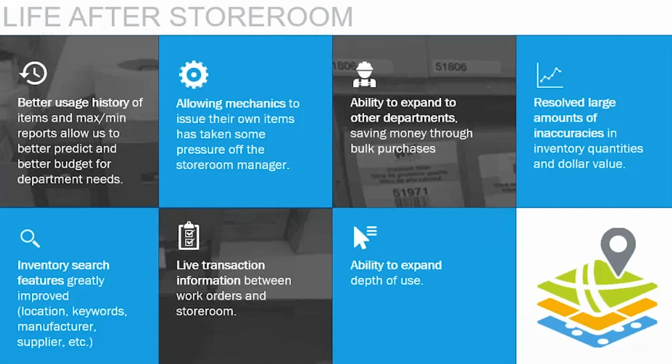Also, our inventory search features have greatly improved. There are multiple fields to search from now, whereas our previous system was pretty limited in how we could search. You can search by pretty much any attribute and find the item you're looking for within the system.